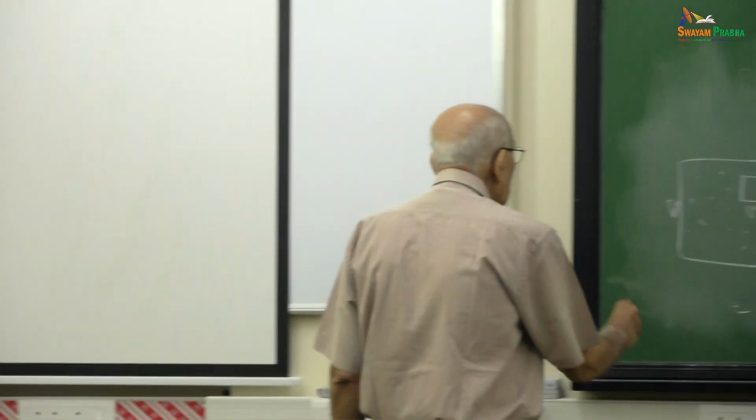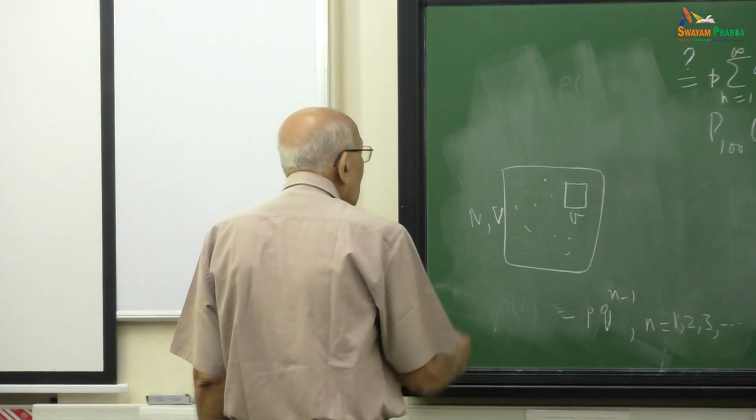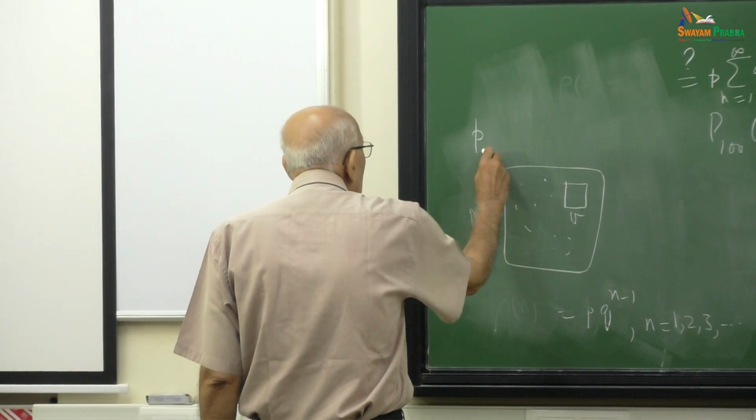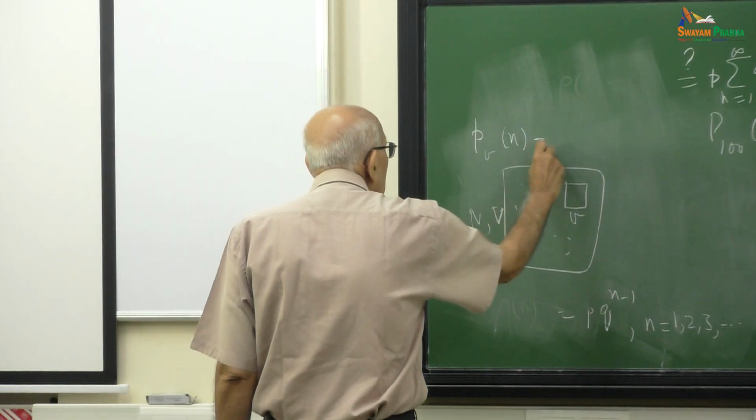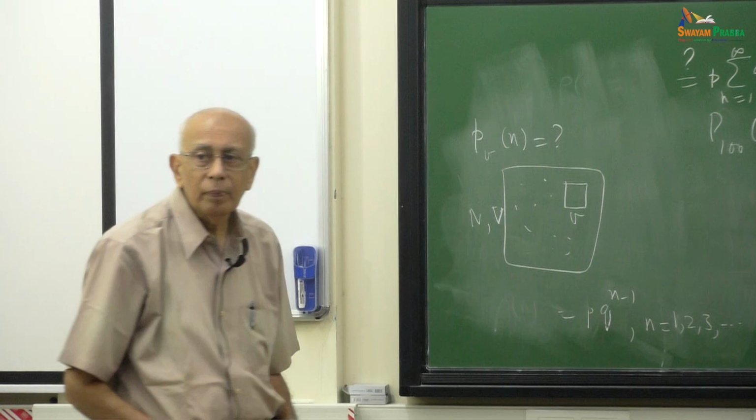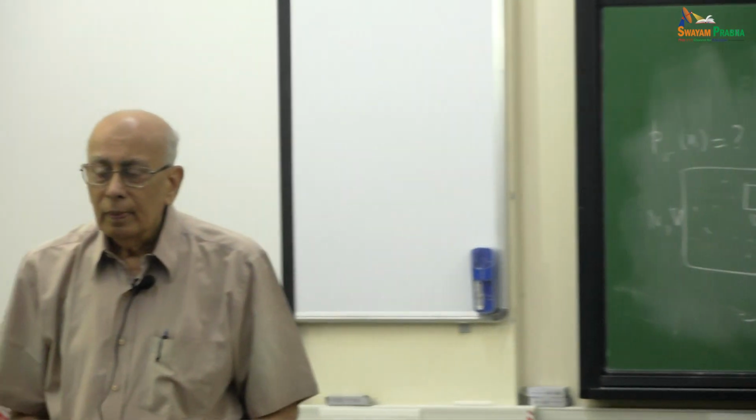I have a total number of molecules N. And I want to know what is the probability that in this little v there are n molecules at any instant of time. I freeze the particles at some instant of time hypothetically, and I say, what's the probability that this sub-volume v, which is much smaller than capital V, contains exactly n molecules? What is the sample space of this number n? Well, it could be 0, it could be 1, it could be 2, it could go up to capital N.